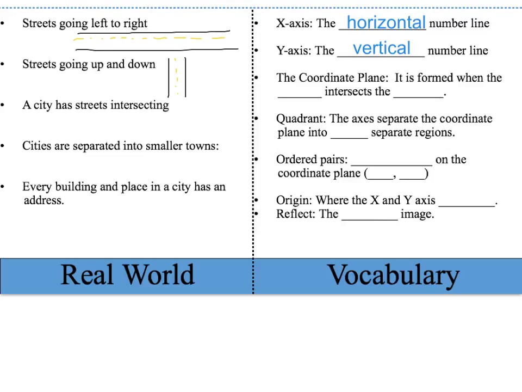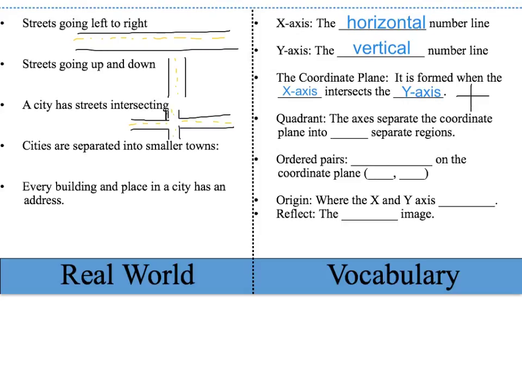In a real city, a city has streets that intersect. So here's a horizontal street, and eventually it intersects with a vertical street, which makes an intersection. And then you would have the dividers in the center. So that's what you would see in the real city. But in a math city, we have something called the coordinate plane. And the coordinate plane is formed when the x-axis intersects the y-axis, just like the city has intersecting streets.